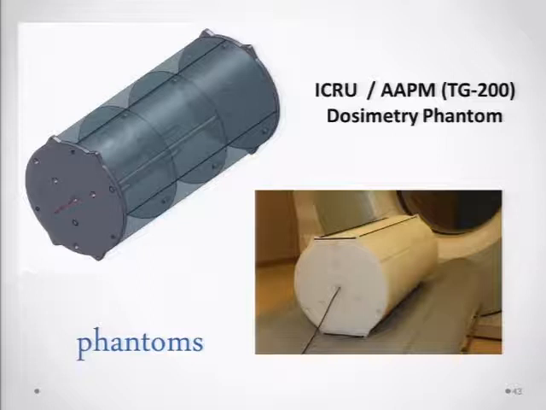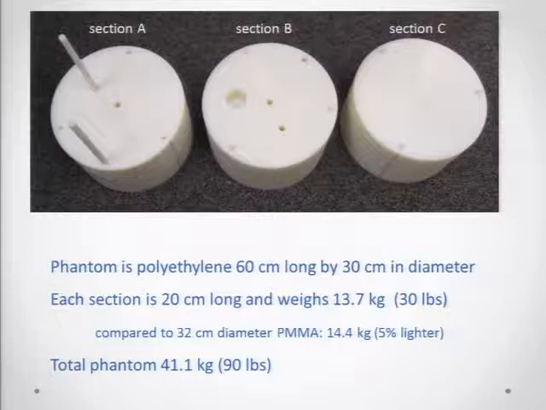And so you see a CAD drawing of this as well as the physical system here. It's fairly large. It's polyethylene because that's inexpensive. It's 60 centimeters long. Each of the three modules is 20 centimeters long and weighs on the order of 30 pounds. So the total phantom weight is 90 pounds, and it's not surprising. If you want to measure patient dose, you need something out there that emulates the scatter properties of something on the order of the size of the patient.